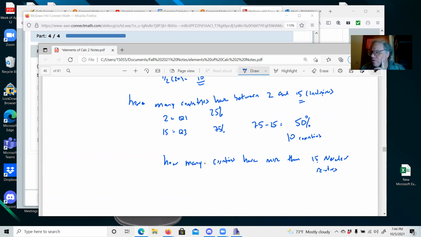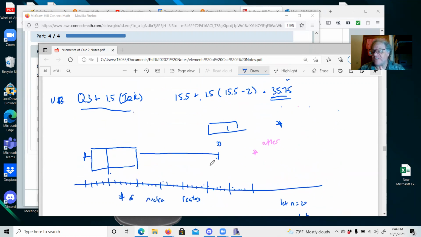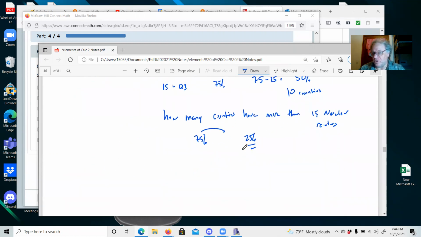Well, isn't 15 the quartile 3? How many is more than that? So 75% is up to that. And then what do we have left over? 25%. Okay. That's the kind of thing I'm going to be asking you to do on your quiz.